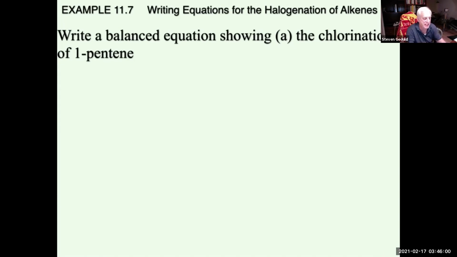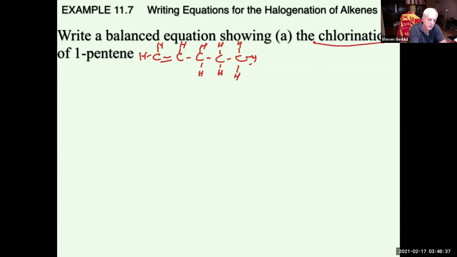Okay, first of all, you have to know what 1-pentene is. How many carbons in 1-pentene? 5. 5, perfect. So you have 5 carbons. At 1 carbon, there's a double bond. And then there's hydrogens. We'll draw the hydrogens this time. Okay, chlorination means you're adding chlorine. So plus Cl2. And the chlorine attacks this double bond, opens it up, and adds a chlorine at each of those carbons.